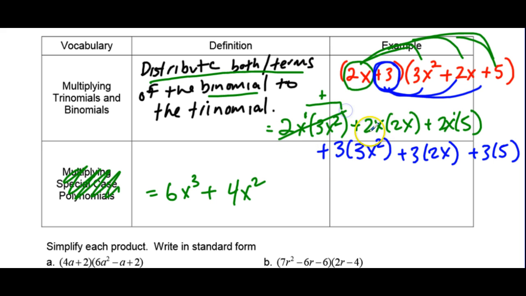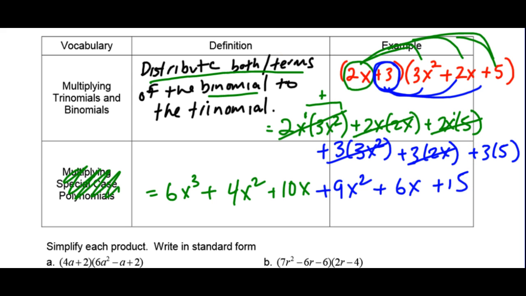So I'm going to cross this out. We did that. We did that. 2x times 5, that's going to be 10x. So I did that. Then let's go to the blue ones. 3 times this whole thing, 3x squared, is going to be plus 9x squared. So we did that. Plus 3 times 2x is just going to be 6x. Done. The last one, 3 times 5, that's 15.